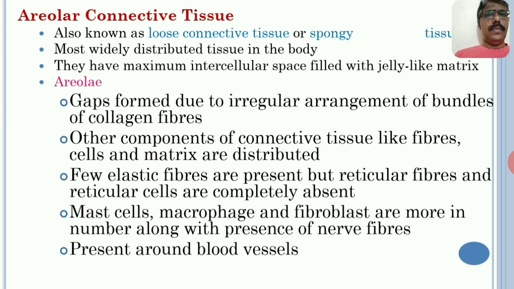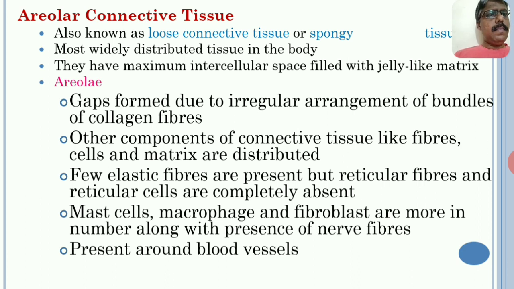Areolar connective tissue. It is also known as loose connective tissue or spongy connective tissue. It is the most widely distributed tissue in the body. They have maximum intercellular space filled with jelly-like matrix, areolae. Gaps are formed due to irregular arrangements of bundles of collagen fibers. Other components of connective tissue like fibers, cells and matrix are distributed.